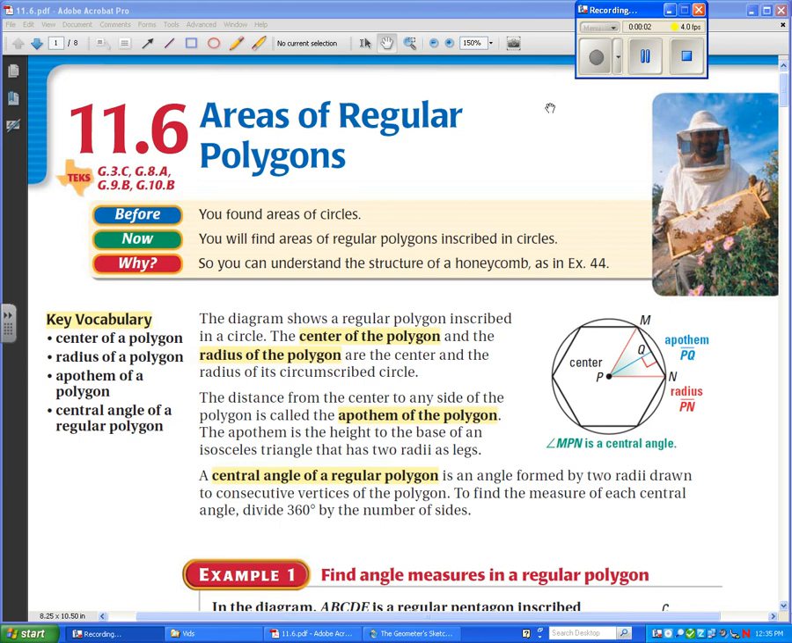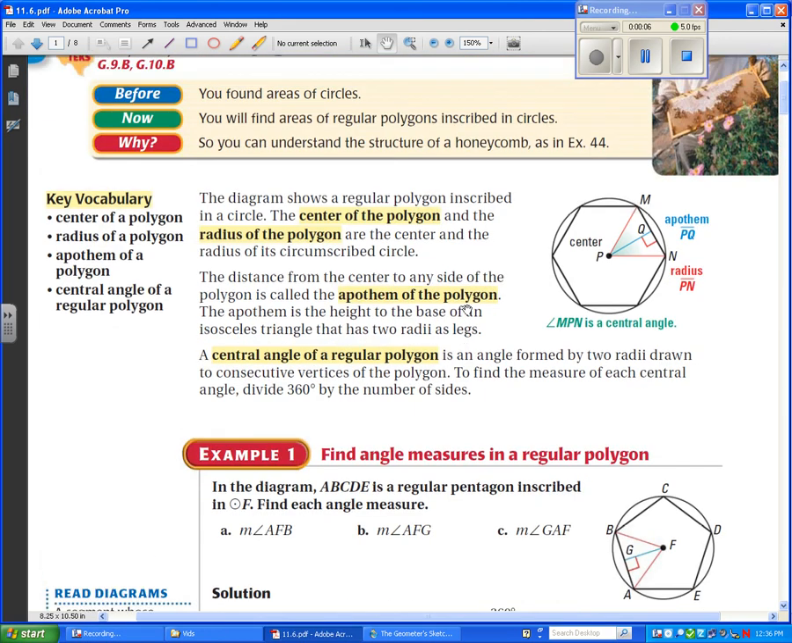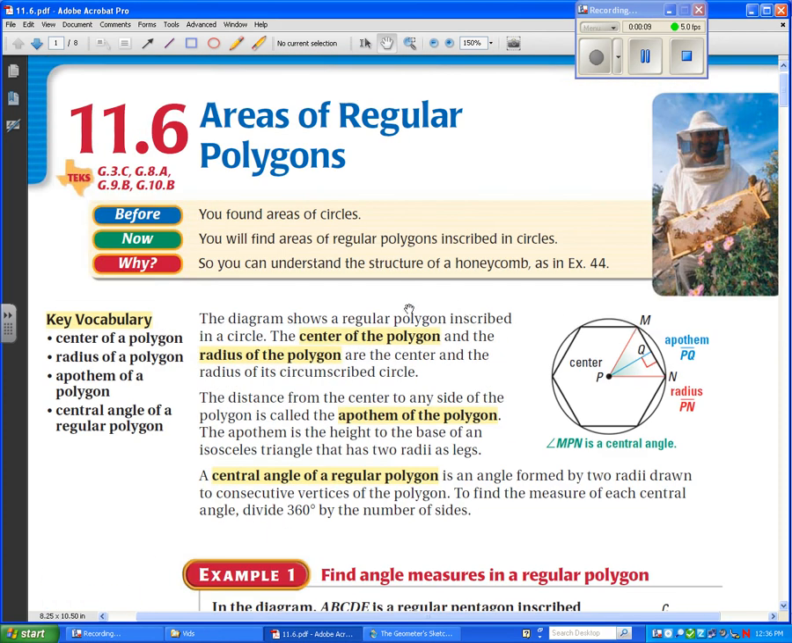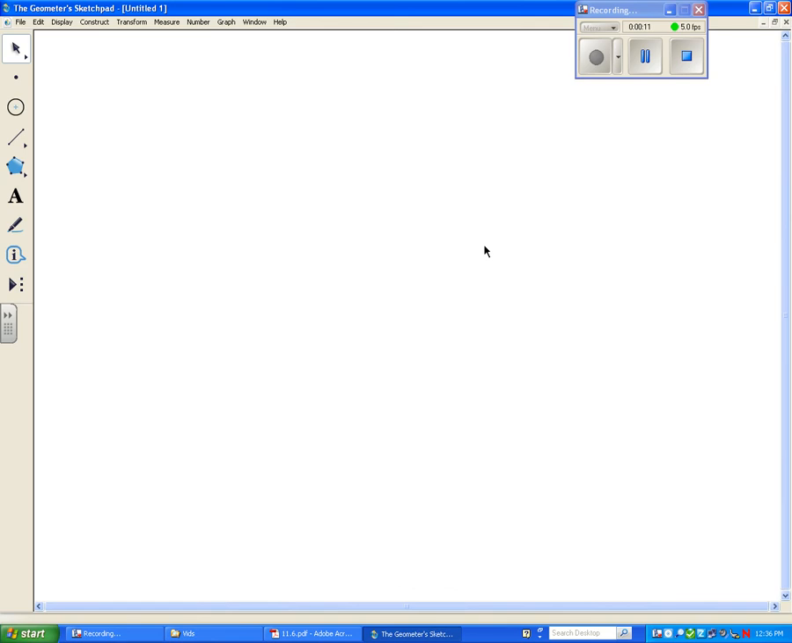11.6 areas of regular polygons. It's a little tricky at first, but once you get into the basic idea of the formula and where it comes from, pretty simple to work with. I'm going to start off with this video with a little conceptual understanding of polygons and how they're built and a basic understanding of the formula.